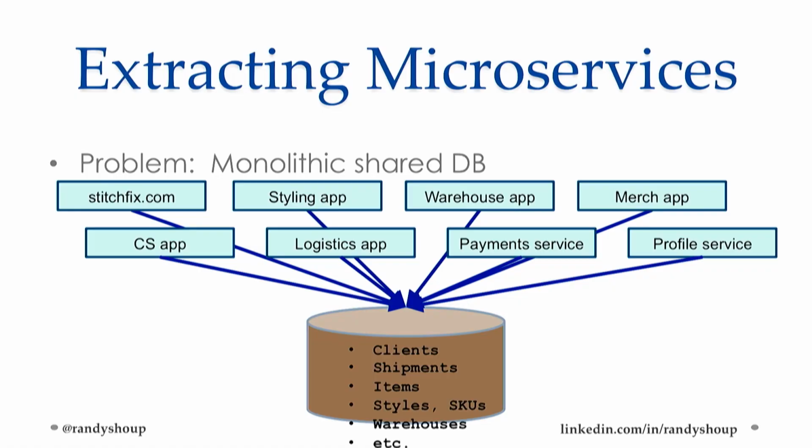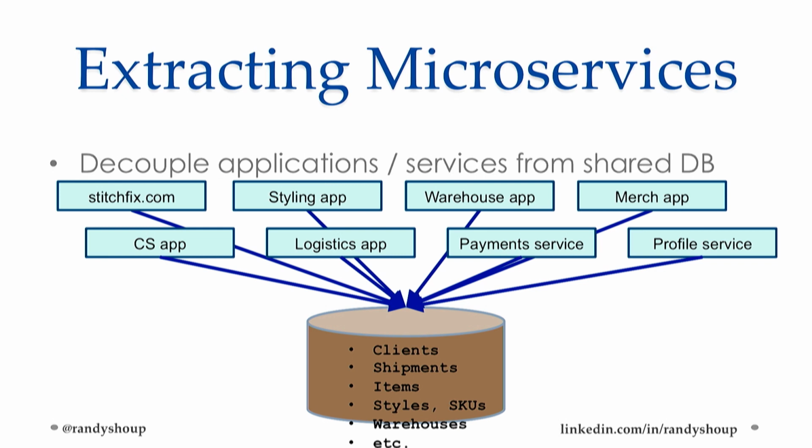Okay. So I'm going to talk about how to extract microservices, and I'll use specific examples of the techniques that we used at Stitch Fix when I was there for 2 years. So our problem was that we had a monolithic shared database that tons of different applications used. And basically every interesting entity for the system was stored in the shared database. The details aren't super important, but you can imagine that we had 80 different applications and services, all using a shared database that had on the order of 175 different tables. So what we're trying to do is decouple those applications and services from the shared database so we can manage those individual things as separate microservices.